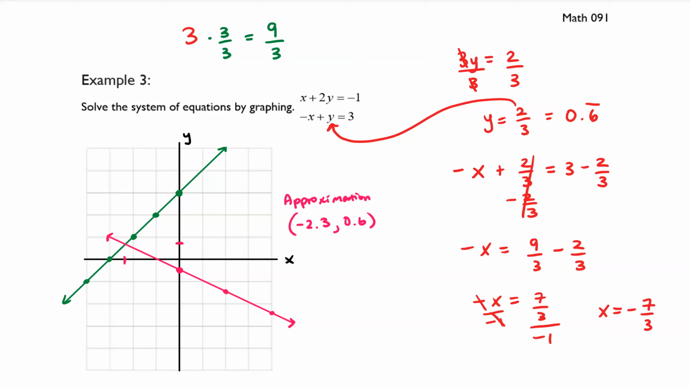And that's pretty close to -2.3, which was our approximate guess for the x value. So these values are pretty close. If I want to write my final answer, I want to give it as an ordered pair. So I'm going to say that the x value is -7/3 and my y value is 2/3. And I will box that to be my final answer.